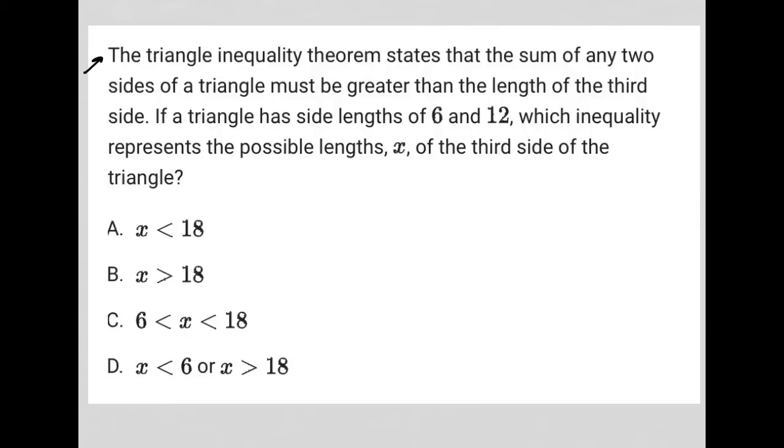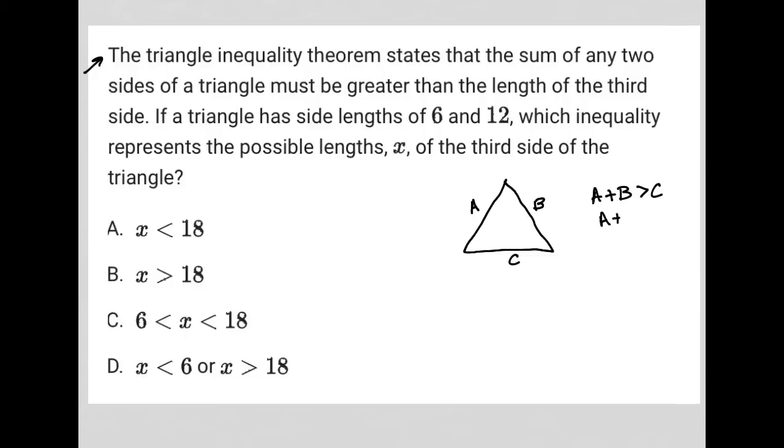So this question says the triangle inequality theorem states that the sum of any two sides of a triangle must be greater than the length of the third side. So let's just think about that for a second. If I draw a triangle and I call this side A, this side B, and this side C, basically what this is saying is that sides A plus B, the sum of those, must be greater than C.